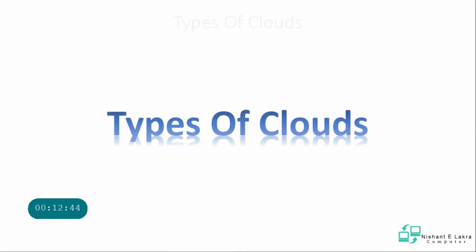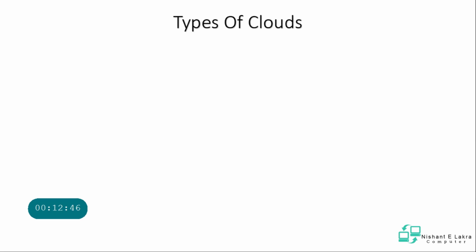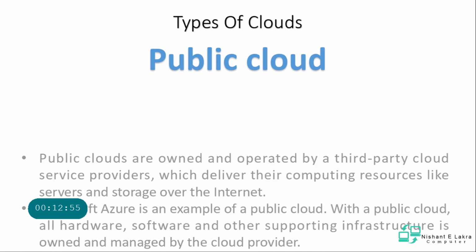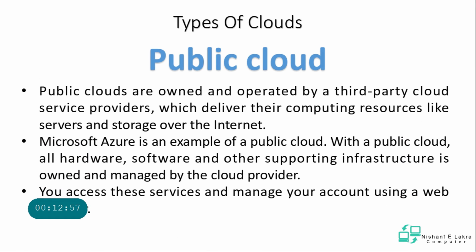The first type of cloud that we'll be seeing is the public cloud. By the name itself, you should be able to know what this means when we talk about public. Public clouds are owned and operated by third-party cloud service providers, and they provide those services to people. They deliver their computing resources like servers and storage over the internet. One example of a public cloud is Microsoft Azure.